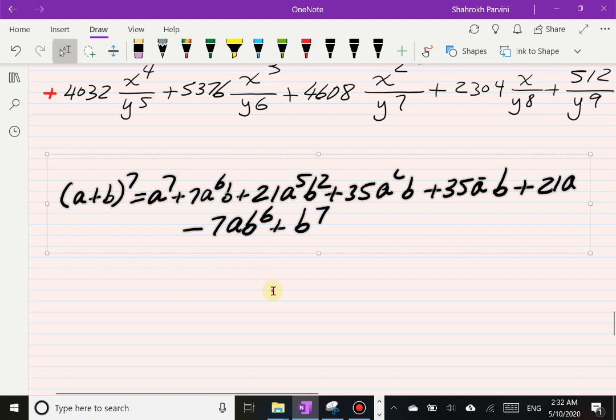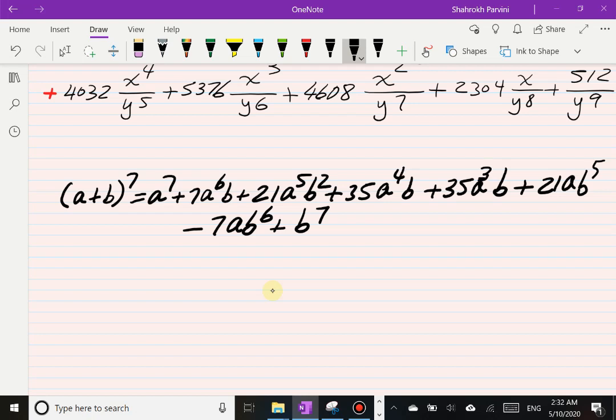And there you go. Now for this one, I know this is going to be a b 5th, right? Just to make sure. a7, a6, a5, a4, a3, a squared, a1. Okay, b1, 2, b1, 2, 3, 4, 5, 6, 7. Perfect. So it's down here.